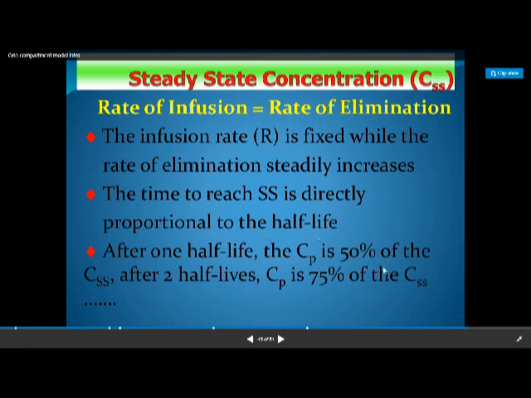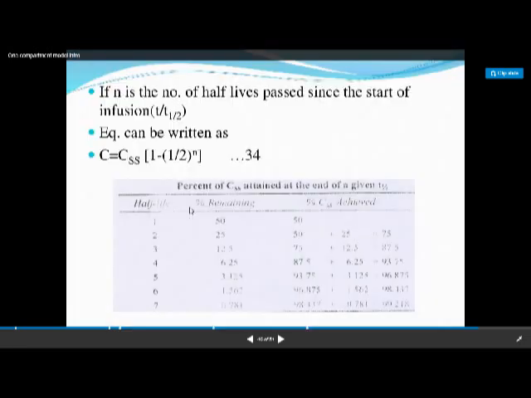Time to reach the steady state is directly proportional to the half-life. Generally after one half-life we get 50% of the concentration. After two half-lives, 75%. Then after three half-lives, so this is the percentage. First half-life 50%, second half-life 25% of the drug remains. After the third half-life 12.5%, fourth half-life 6.25%.